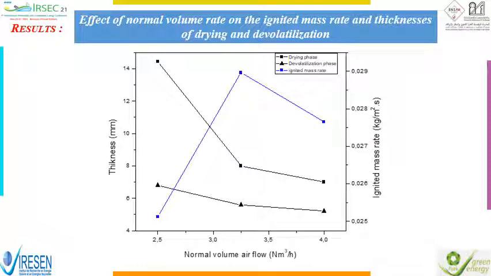In the same figure, the thicknesses of the drying layer and that of the devolatilization layer are presented as a function of normal volume flow rate. The behavior is somewhat similar, but the drying layer seems thicker. For high QV values, the two layers don't undergo important changes.